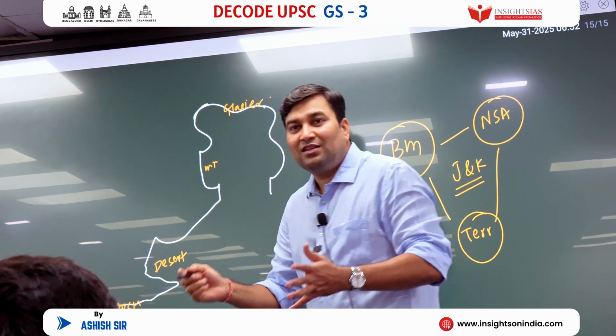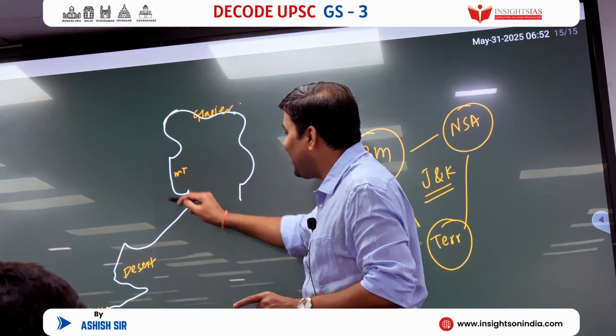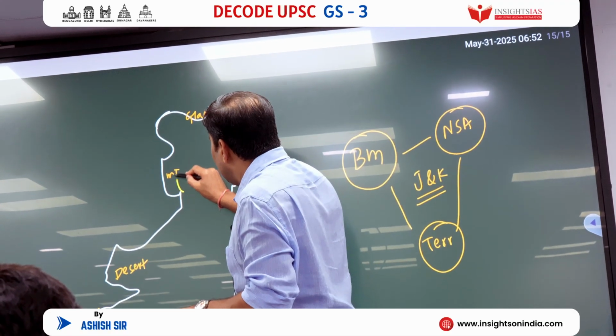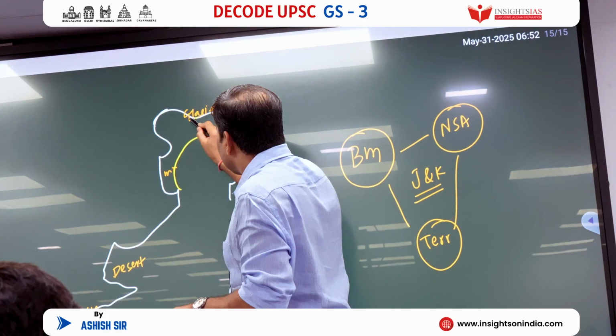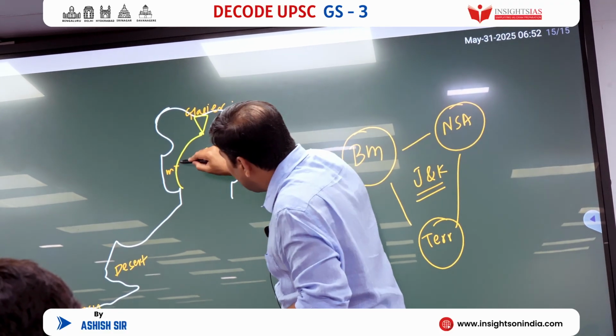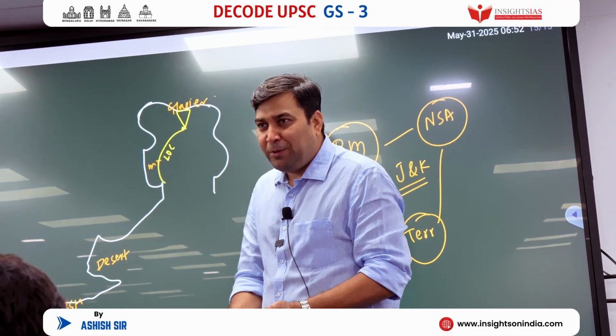Similarly sir, here nothing has been demarcated. Only the line which is demarcating is so called Radcliffe line. But sir, the problem here, from here till this point, up to the Siachen glacier, I know that this is the LOC, but now this LOC also became an issue after Operation Sindoor.